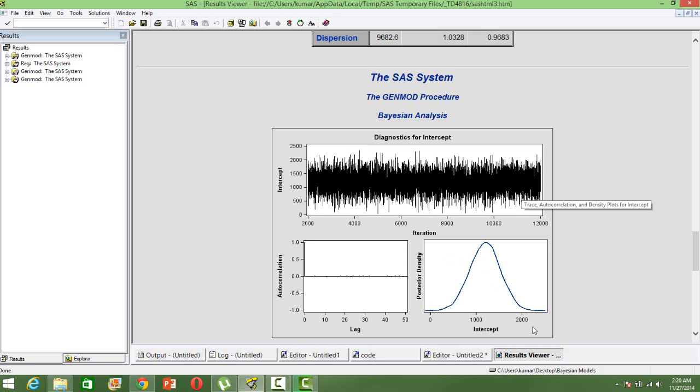The next thing to see is that the assumption should be correct. The assumption on the intercept is that it is normally distributed. You can see it is normally distributed. So the posterior probabilities are normally distributed, so that is also correct.